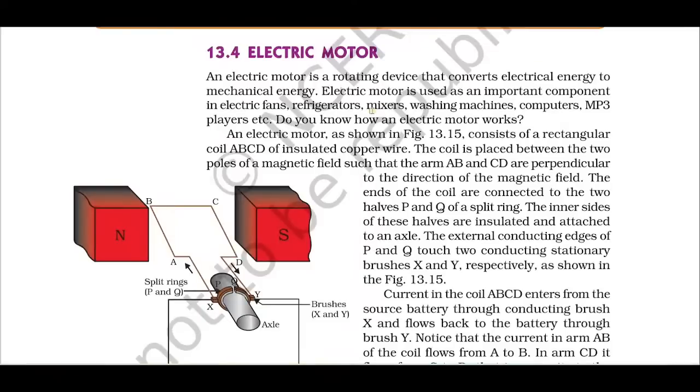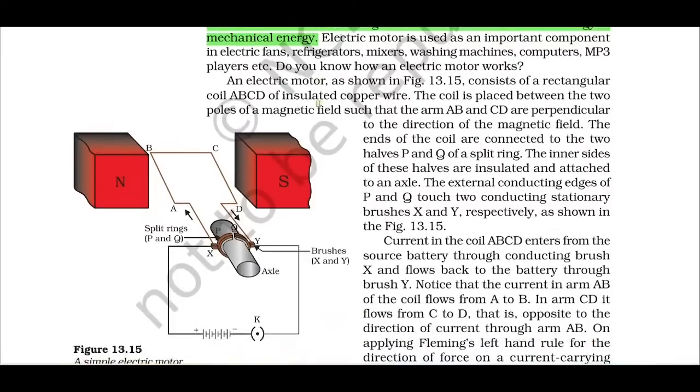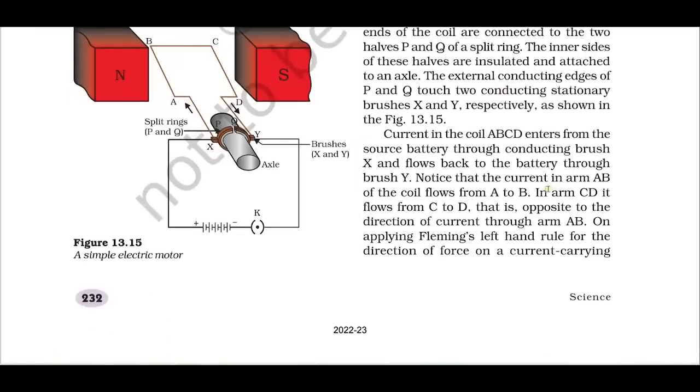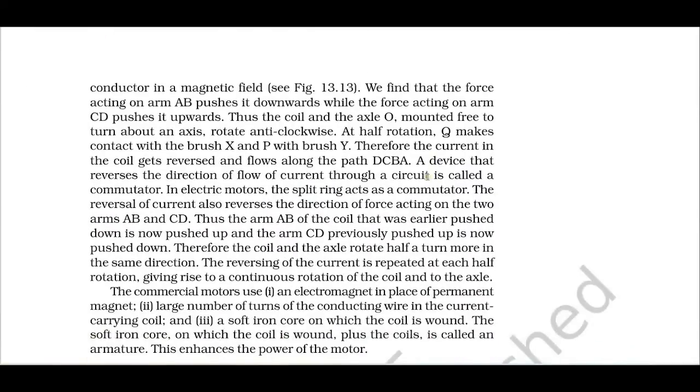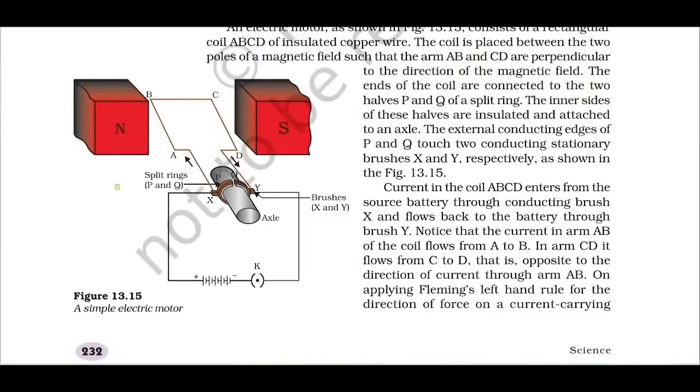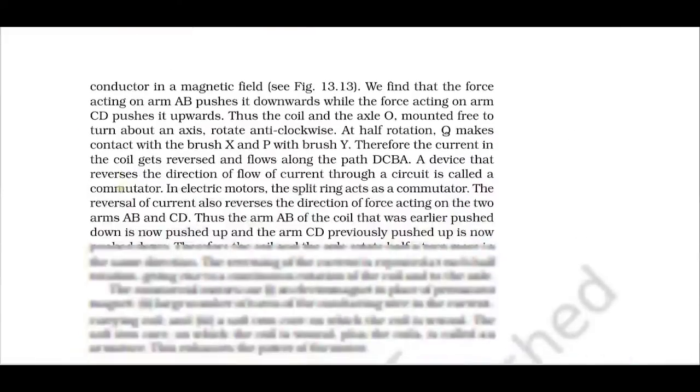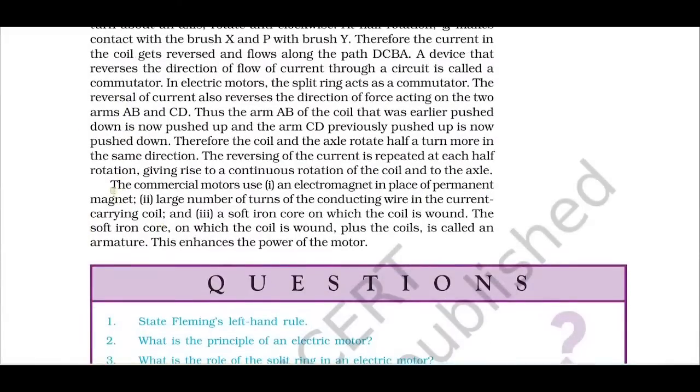Okay, the next very important concept is the electric motor. An electric motor is a rotating device that converts electrical energy into mechanical energy. The one mark definition, examples of electric motor, and the construction and working of this electric motor are very important. Also the definition and the diagram of the electric motor are very important for 2 marks, and also the difference between commercial motors and the simple motor.